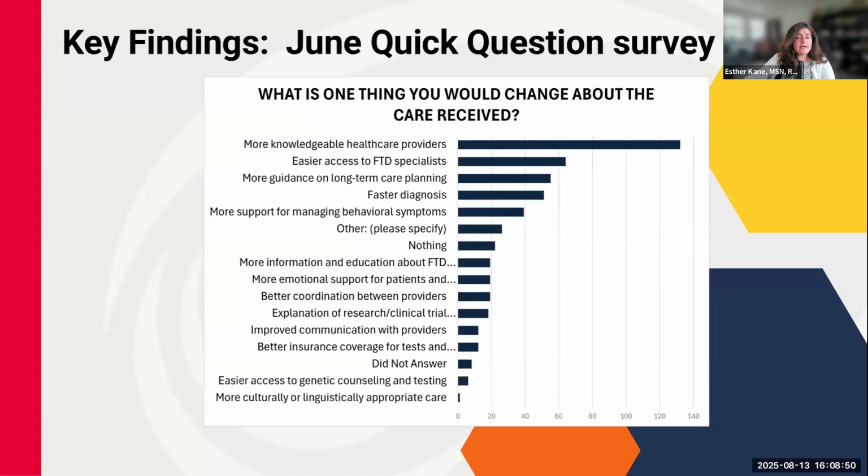In June, we asked registry participants, what is one thing you would change about the care you received? We had 504 respondents, and their answers were overwhelmingly clear. The most common response, a strong desire for more knowledgeable healthcare providers, clinicians who understand FTD, its symptoms, and how it differs from other conditions. This was followed by several other key themes: easier access to FTD specialists, more guidance on care planning and next steps, and of course, a faster, more accurate diagnosis.